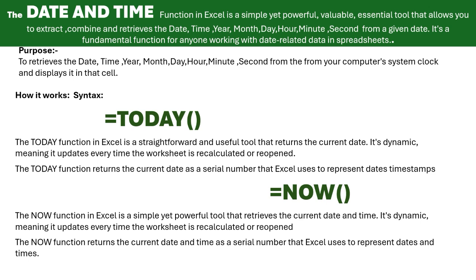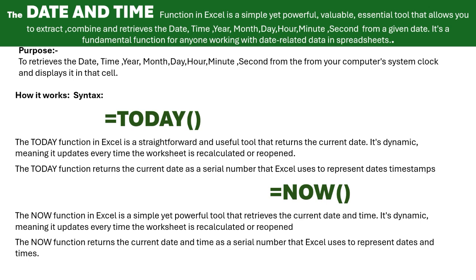So, first, let's understand the TODAY function and the NOW function. The TODAY function in Excel is a very straightforward and useful tool that returns the current date. It's dynamic, meaning it updates every time the worksheet is recalculated or reopened. The TODAY function returns the current date as a serial number that Excel uses to represent date and time stamps.